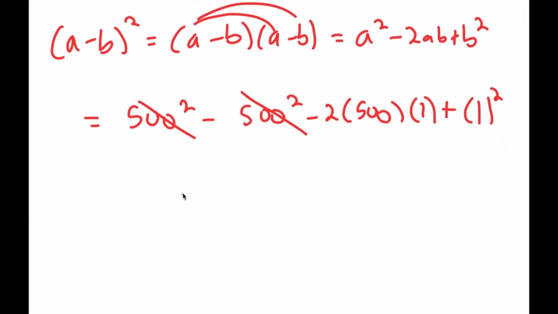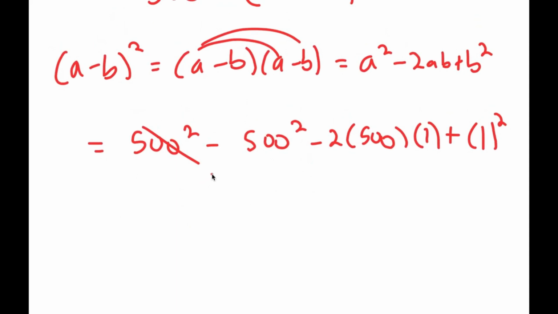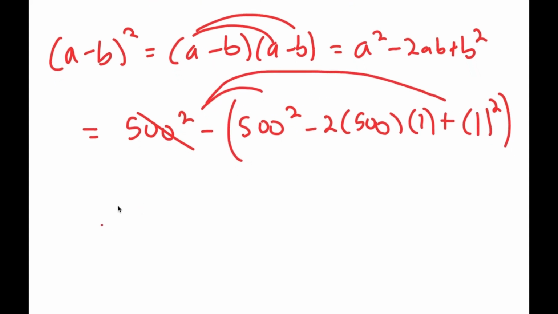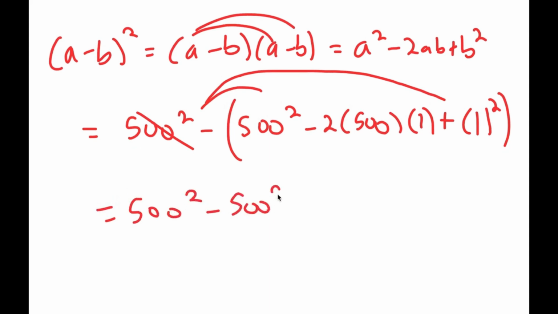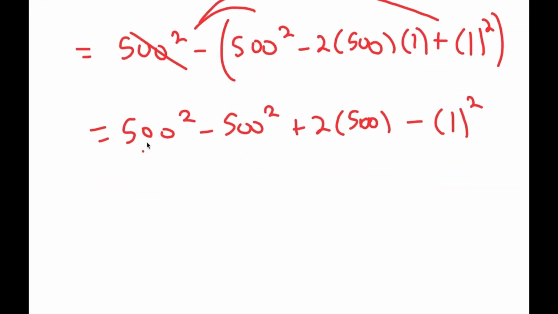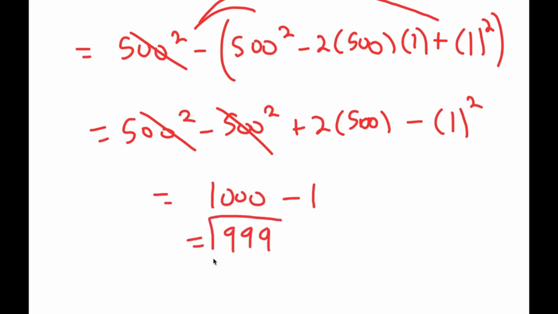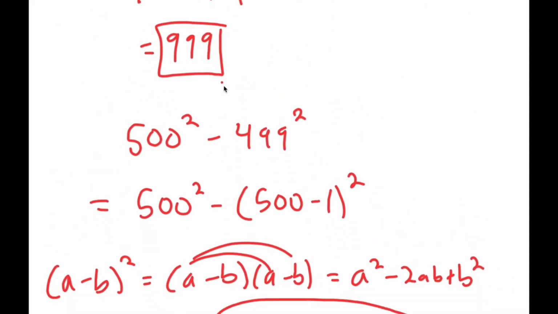So these two cancel out. However, this is actually going to be in parentheses. So the negative sign distributes. So this turns into 500 squared minus 500 squared plus 2 times 500 times 1, which is the same thing as 2 times 500, minus 1 squared. Now these two can cancel out, so I get 1,000 minus 1, which is equal to 999. So again, I get 999 as my answer.